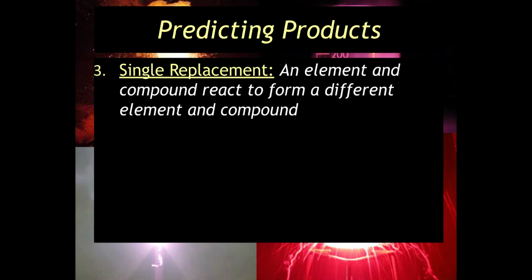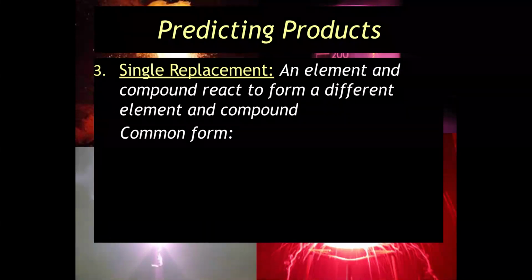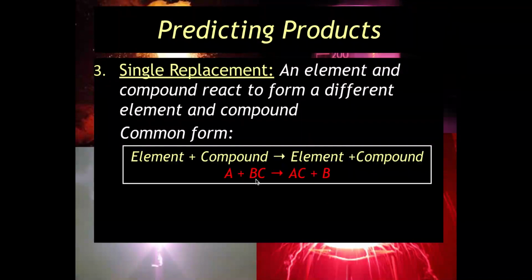In a single replacement reaction, an element and compound react. So remember, an element would be like one word on the paper, compound would be two words. So an element and a compound react to form a different element and compound. And here's what the common form looks like. You'll have one word, which I'm representing as A, and a compound, which is two words. So this would be BC together. So you have A plus BC. That's an element plus a compound.